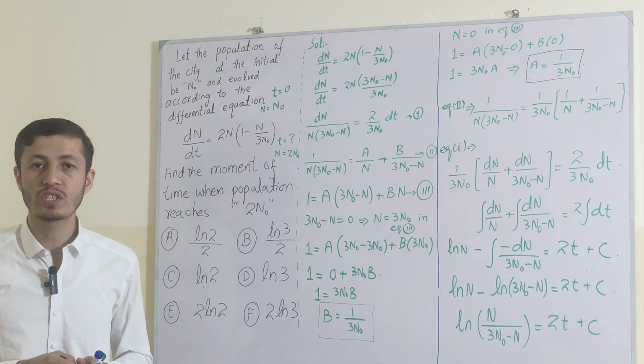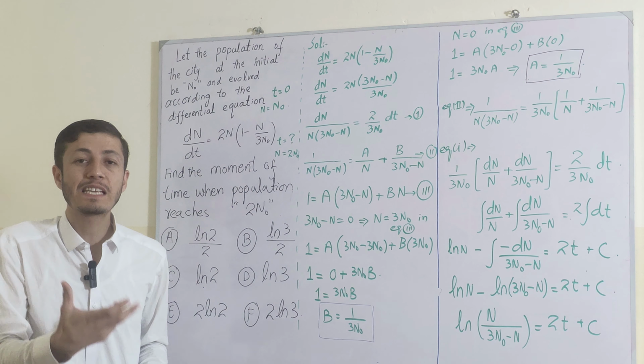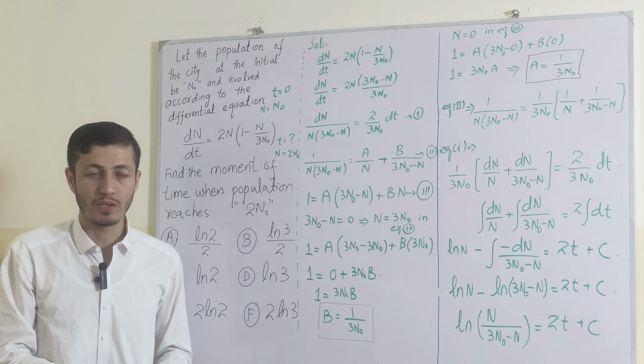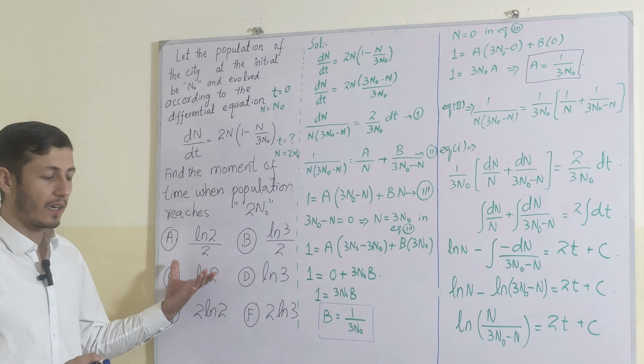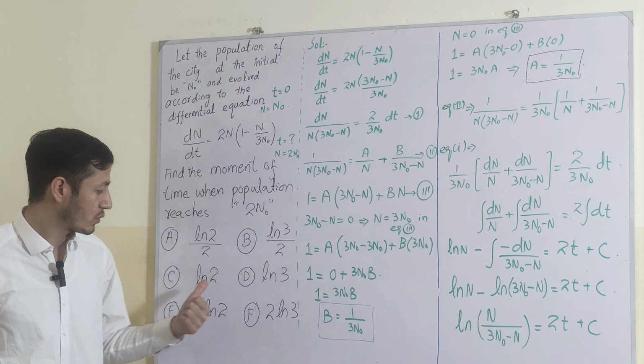Then we have to find the moment of time when the population reaches 2 times n naught. We have to find the time interval for which the population reaches double the initial population. The options are: option A is natural log of 2 by 2, B is natural log of 3 by 2, C is natural log. Now let's try to solve this one.